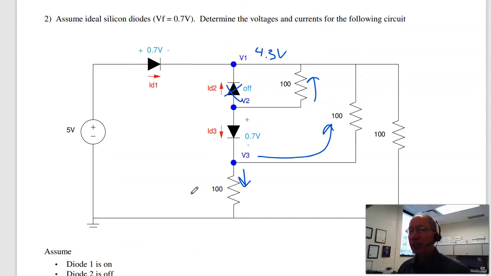The problem with the ideal diode model is I've got 3 diodes. Each one has 2 states, on or off, which gives me 8 permutations. One of the 8 is correct. If you guess the right answer, you only have to analyze one of the 8. Otherwise, you just guess again. Eventually, one of them is going to be right.